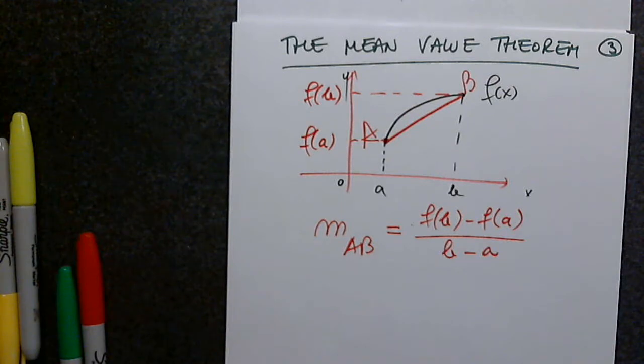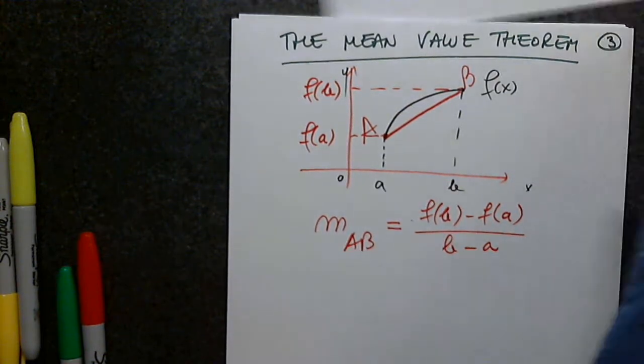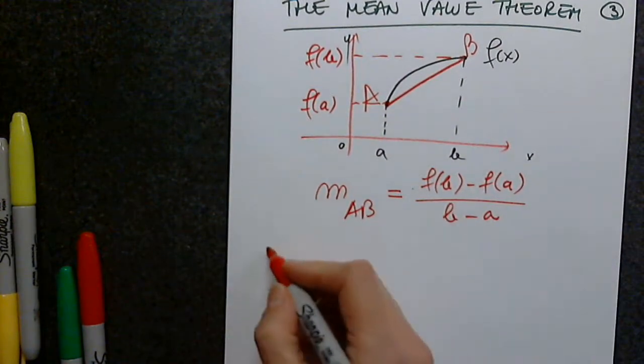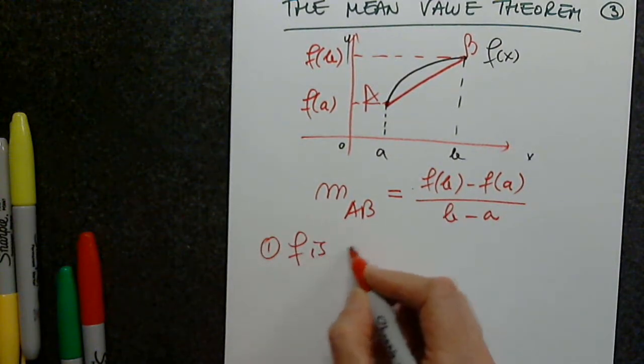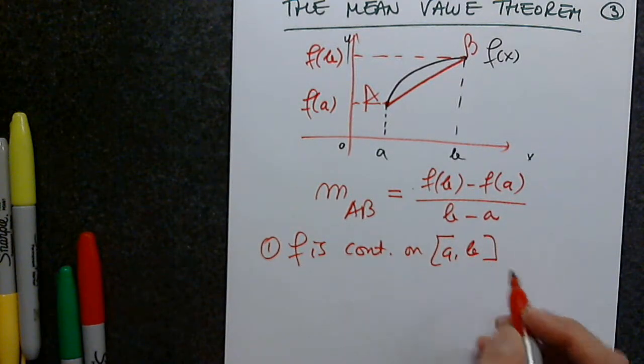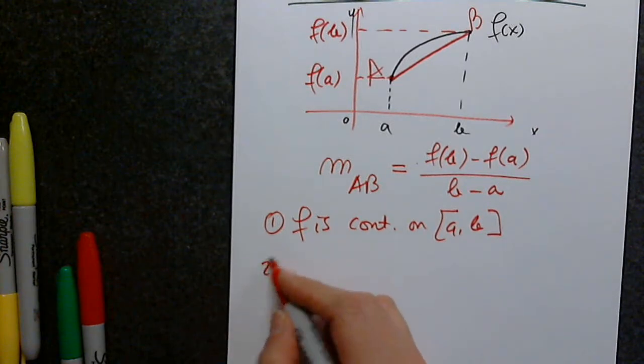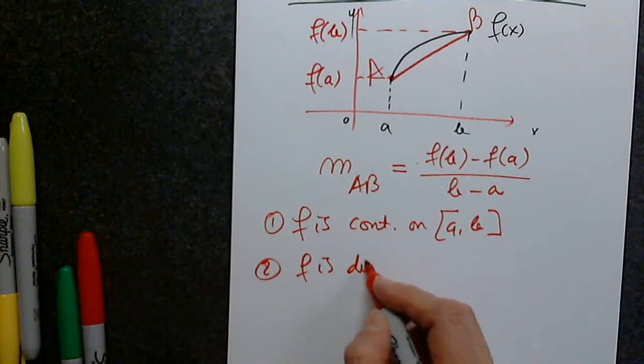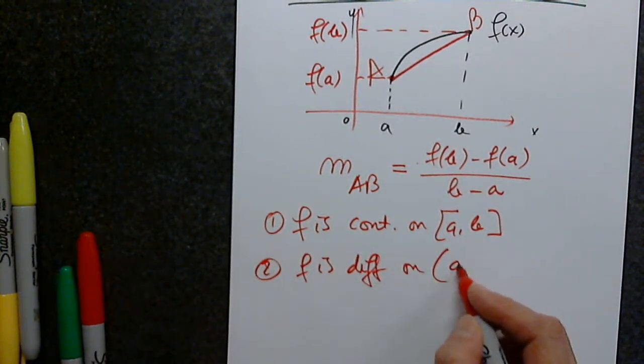Here's what I'm going to do next. Not before I write the 2 hypotheses of this theorem. So number 1 is f is continuous on the interval a comma b. Agreed? 2, f is differentiable on the interval a comma b.